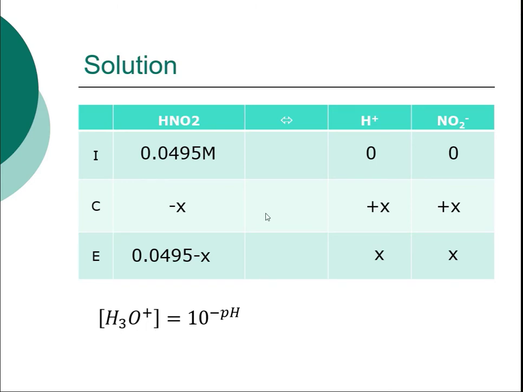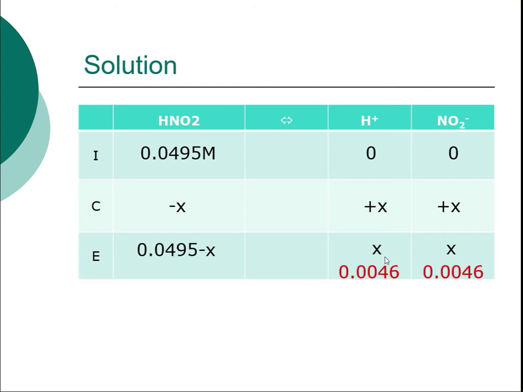Okay, the hydronium or the hydrogen ion concentration is 10 to the negative of the pH. They gave me what the pH was. The pH was 2.34. So what that's telling me is my hydronium concentration is 4.6 times 10 to the negative third. That would be that number there. So both of these are 4.6 times 10 to the negative third. That's what we just figured out X was. Which means if we're going to subtract that from the 0.095, we get 0.0449.